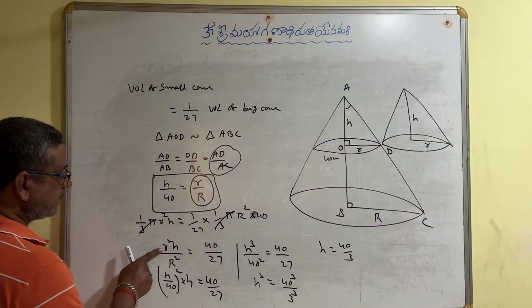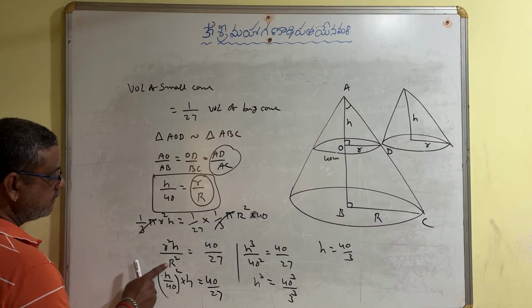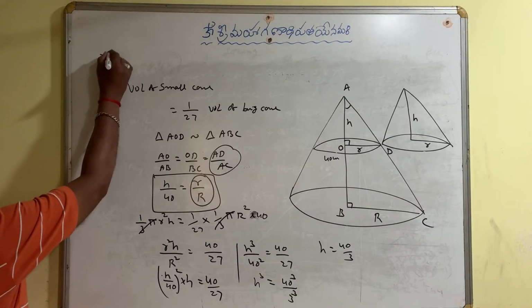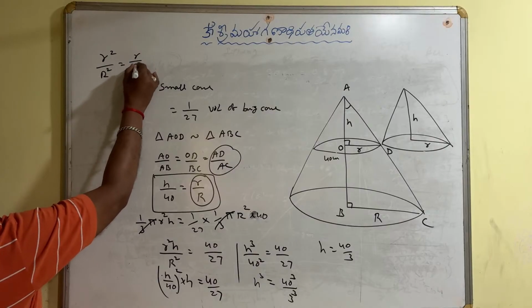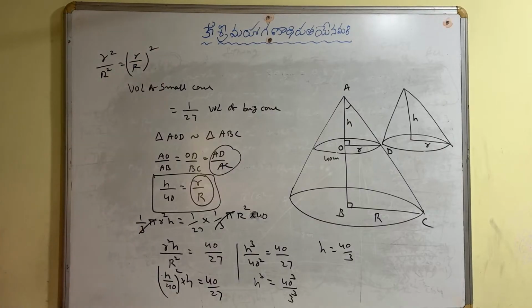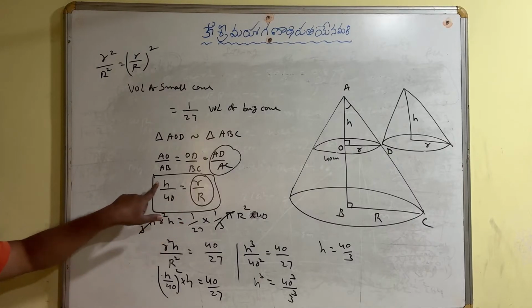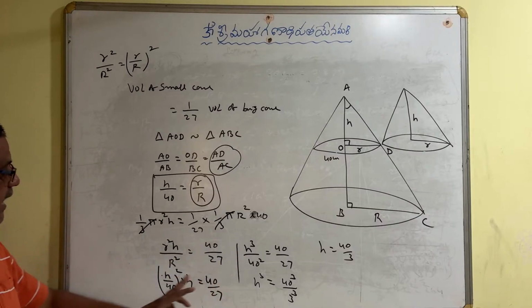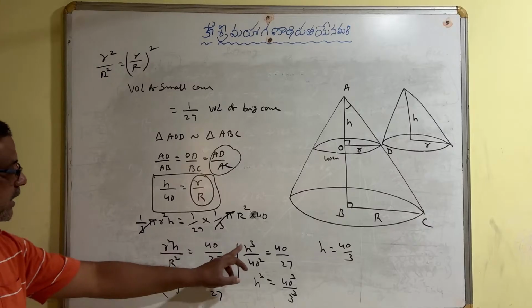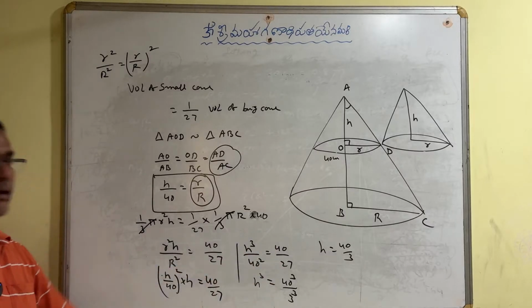Now small r square by capital R square I can write as small r by capital R whole square. But small r by capital R is nothing but h by 40. So in the place of r by R whole square, I am writing h by 40 whole square. Now h times h square by 40 square is equal to 40 by 27.